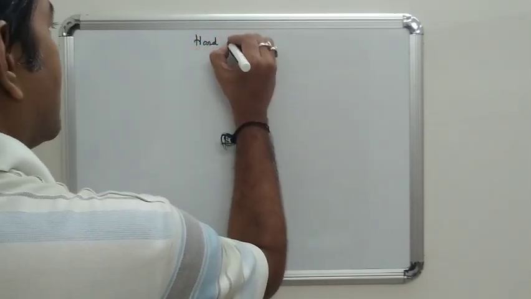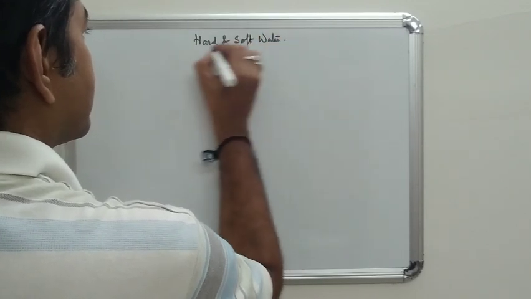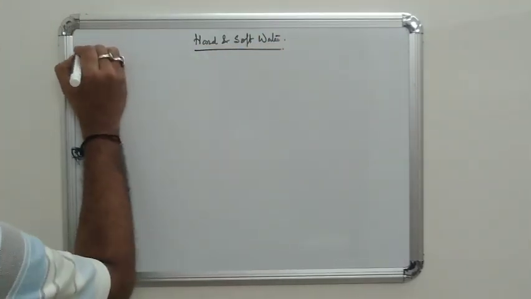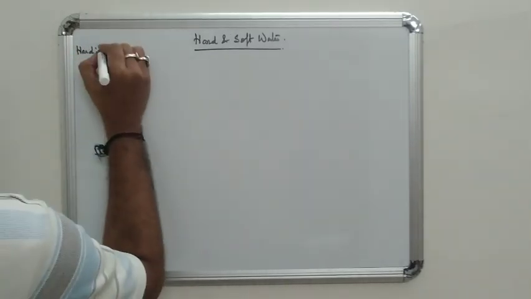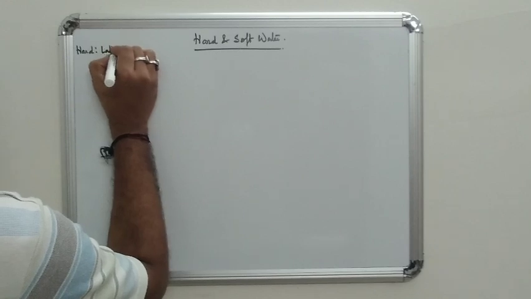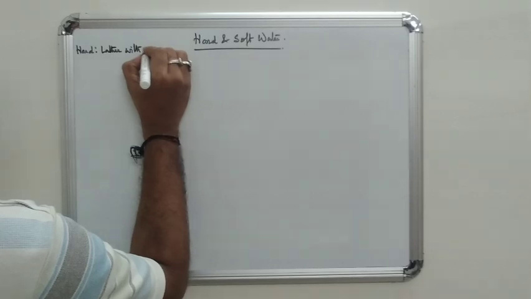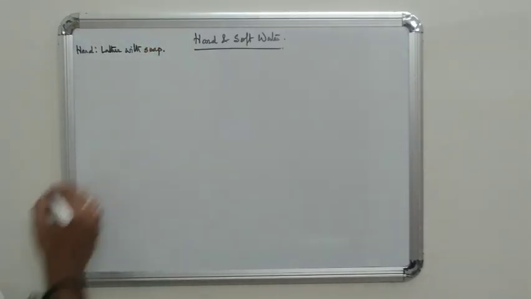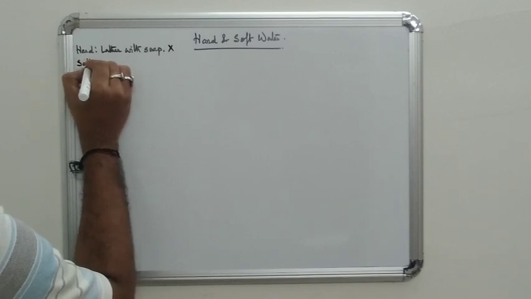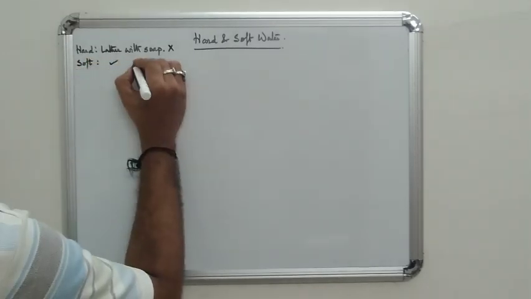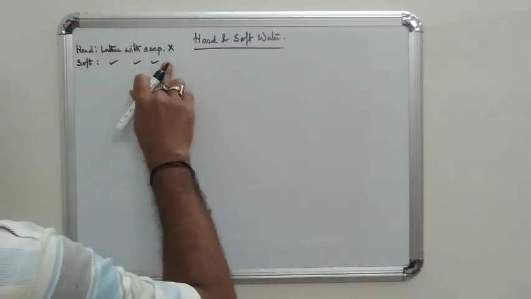Hard and soft water. Hard water is water which does not form lather, or finds it difficult to form lather, on reaction with soap. But soft water can easily form lather on reaction with soap.